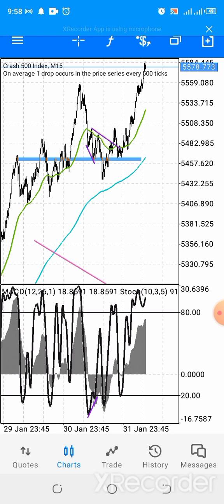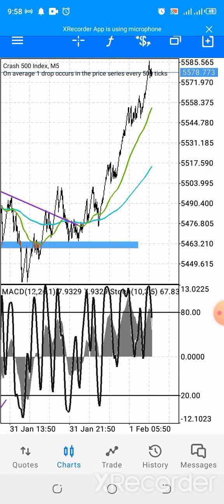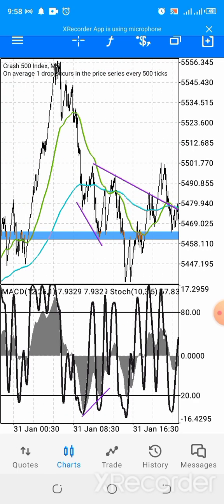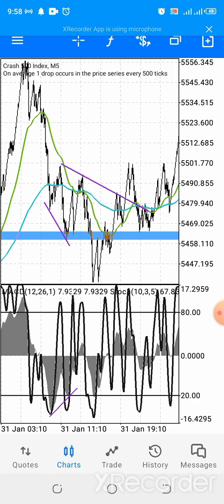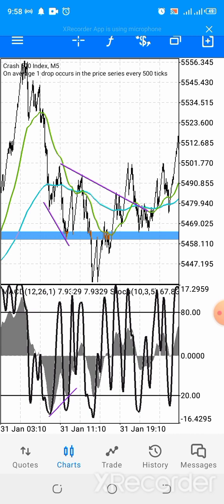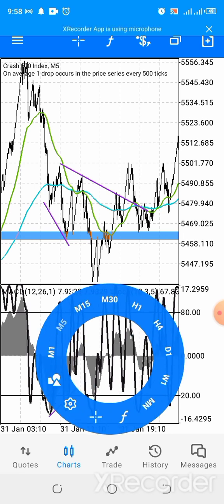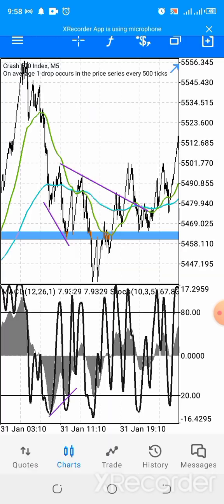So right here we have Crash 500 index buying, and you can see I marked this. On my Telegram channel, I actually gave this signal when I saw price approach this zone. Price was pulling back. I said it's dangerous to trade against the trend, so I waited for price to bounce off this zone. I marked this blue rectangle zone right here, and then you can see over here at the indicators window, I spotted the divergence here.